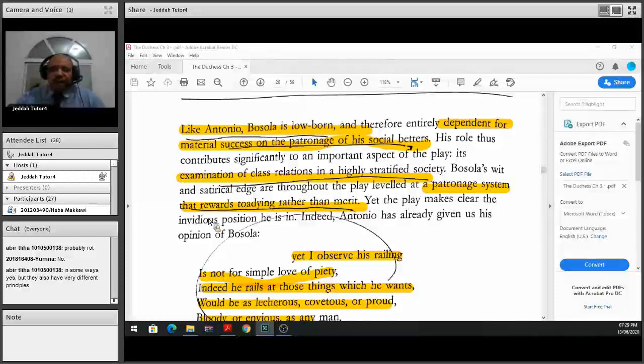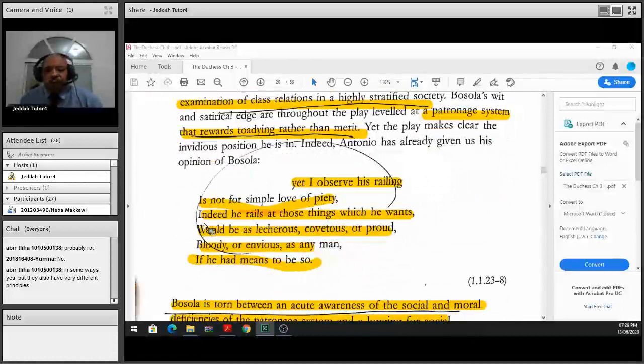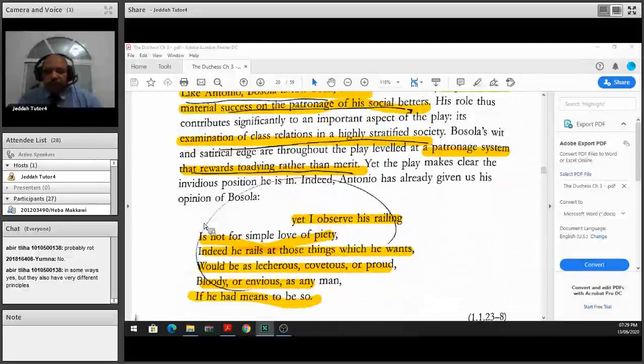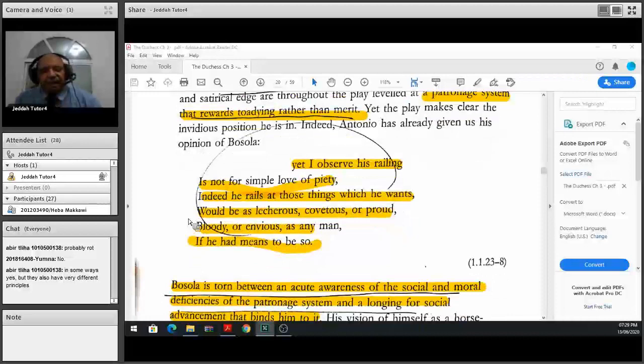Let's look at how Antonio looks at Bosola, whether he believes that he is a genuine reformer or he's just another individual who does not practice what he preaches. So Antonio has already given us his opinion of Bosola when he said, "Yet I observe his railing is not for simple love or piety." He's not pious. It's not that he is morally right and morally correct. He himself has issues. "Indeed, he rails at those things which he wants, would be as lecherous, covetous, or proud, bloody or envious as any man, if he had means to be so."